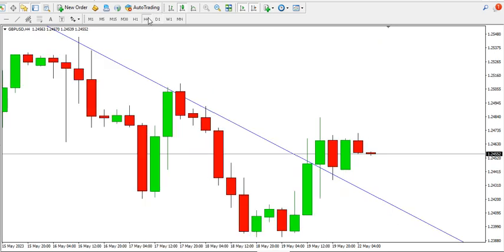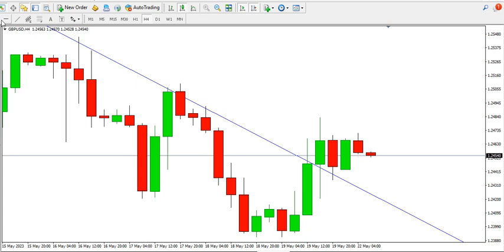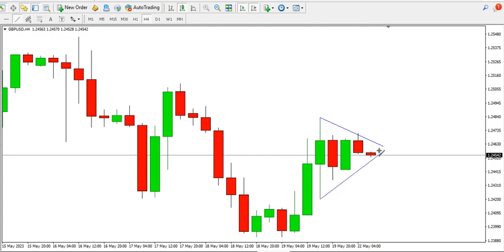Still on GBPUSD, the 4 hour time frame. The trend on the 4 hour time frame is bearish. And with this range that is happening here, we might want to wait for a range breakout before we take a decision. Just like the way the price of gold is currently ranging, we may also want to wait for the price of GBPUSD to break out of this current range.